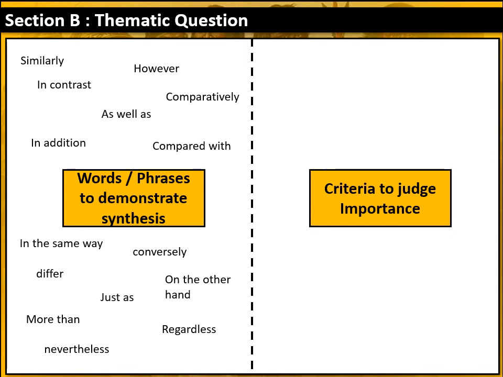How about the other side? Here's what I came up with. You might decide a turning point is more important because the changes it introduces last for a longer period of time. It results in long-term change. That would be a way to judge if one turning point is more important than another. Another way could be to think about how many people it affected. Was it widespread? Did it focus on just one particular type of Native American? Was it extensive?